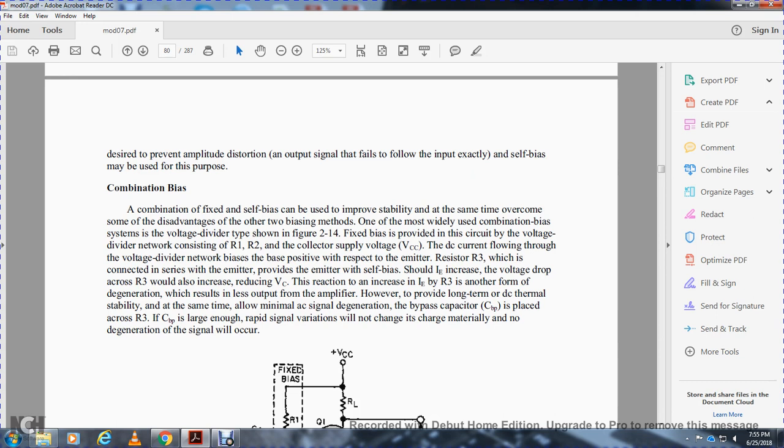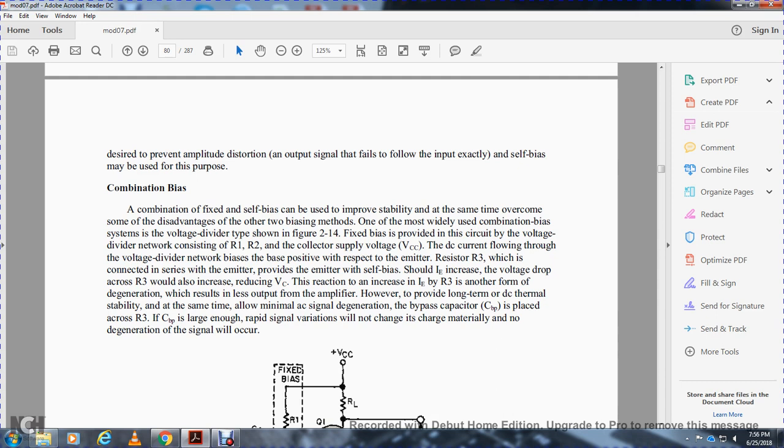The base is made positive with respect to the emitter. Resistor R3, which is connected in series with the emitter, will provide the emitter with self-biasing. As the amperage increases, the voltage drop across resistor 3 will increase, reducing the collector supply voltage in reaction to the increase of the amperage.